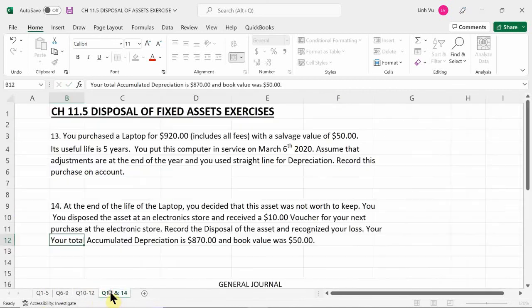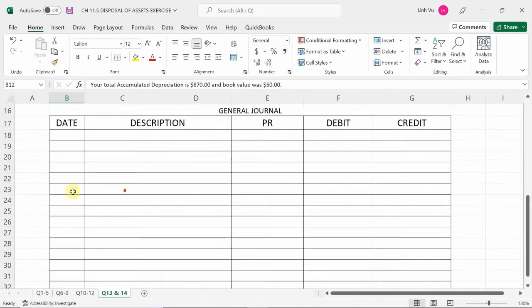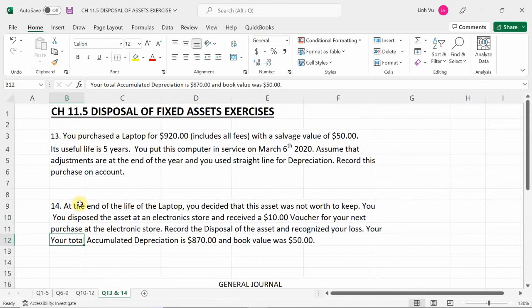All right, last problem. There's only 2 problems and there's no table that you need to use here. So in this case, I decided to purchase a laptop for $920, which includes all of the fees, with a salvage value of $50. Its estimated useful life was 5 years, and you put this computer into service on March 6, 2020. Assume that the adjustments are made at the end of the year, and you used straight line for depreciation.